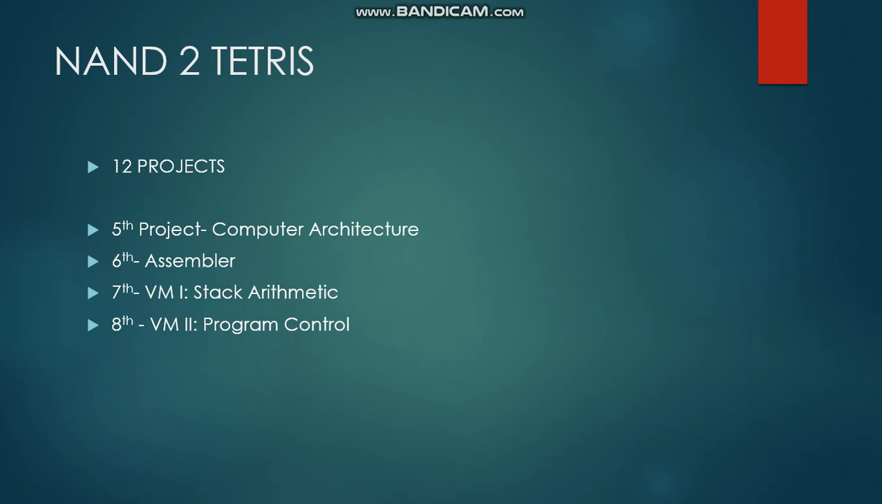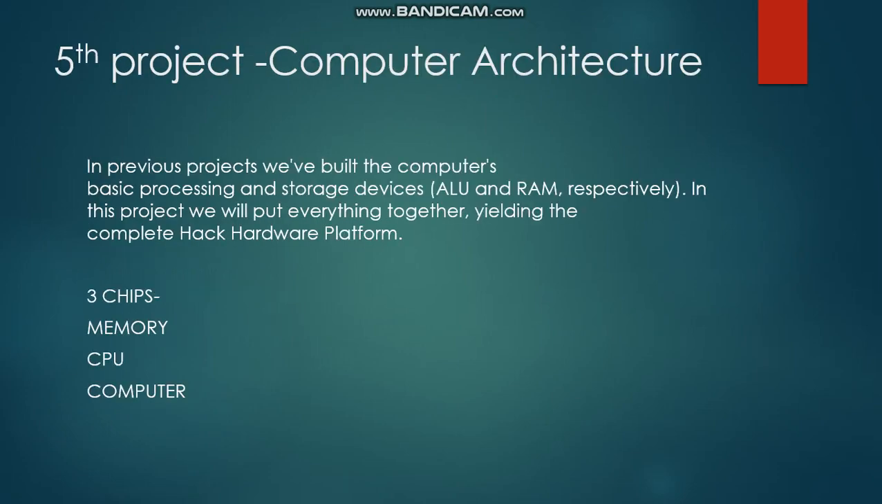Coming to the 5th project, it's computer architecture. In the previous 4 projects, we have built the computer's basic processing and storage devices, that is ALU and RAM. But in this project, we put everything together, yielding the complete Hack hardware platform. There are 3 chips in this project: memory, CPU, and computer. The memory chip is basically the entire RAM address space, the CPU chip is the Hack CPU, and the computer chip is the platform's topmost chip. We'll test all these chips by running some Hack programs on the constructed chip.